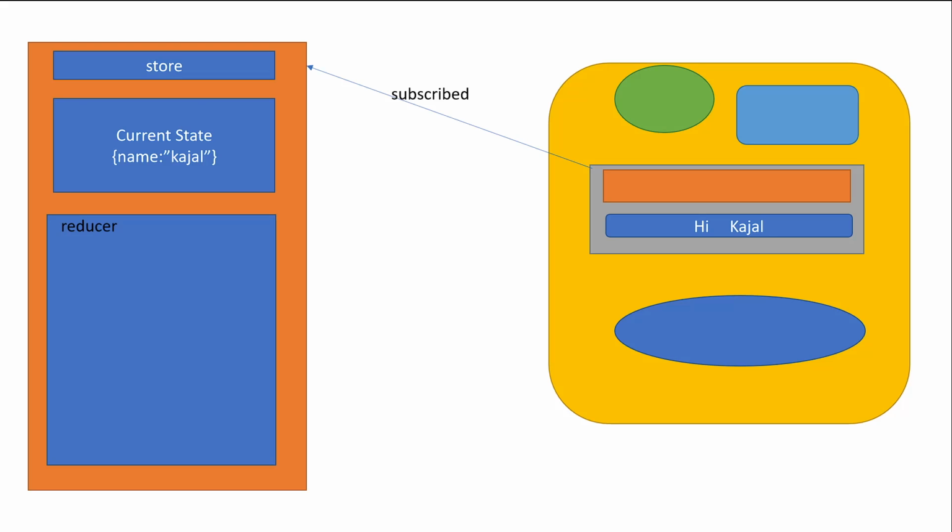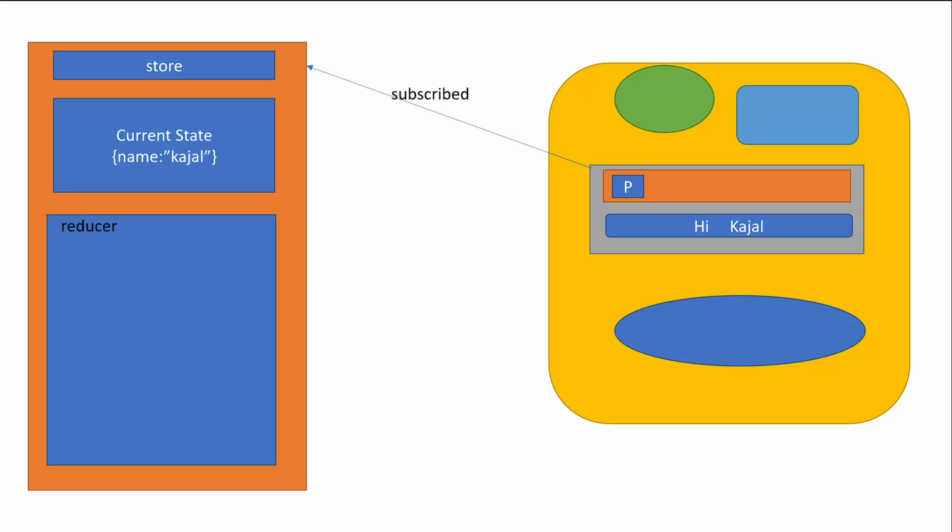Initially this store is given a default state object which can only be altered or replaced by the state that the reducer returns. Reducers are simple JavaScript functions. At this moment our state has an object which contains a property name. This name is given to our application, and hence the UI got rendered and hi Kajal is printed.